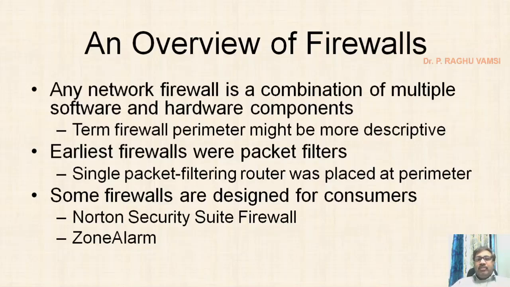The earliest firewalls were packet filtered. That means a single packet filtering router was placed at the perimeter. They mainly focused on which packets to allow into the network and which packets to block or drop. This kind of information is specified in packet filter firewalls.